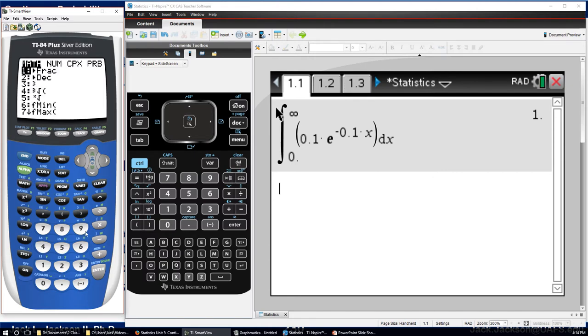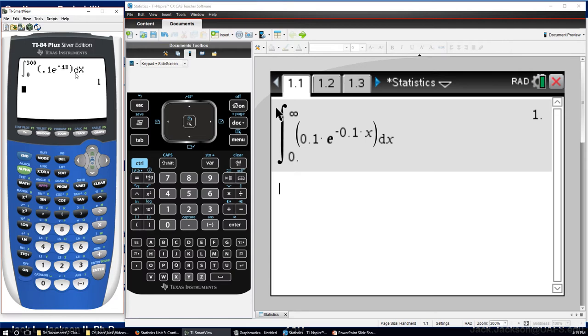So you can do math 9, and we want to go from 0 to 300. We put in our formula here, which is 0.1 e to the power negative 0.1x dx. And this should be at least approximately 1. Yeah, technically it's a little under 1, but it's probably 0.9999999999. I don't know how many 9s, more 9s than this would have digits in the calculator.